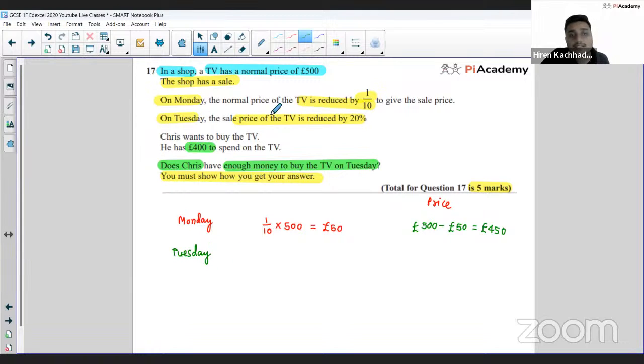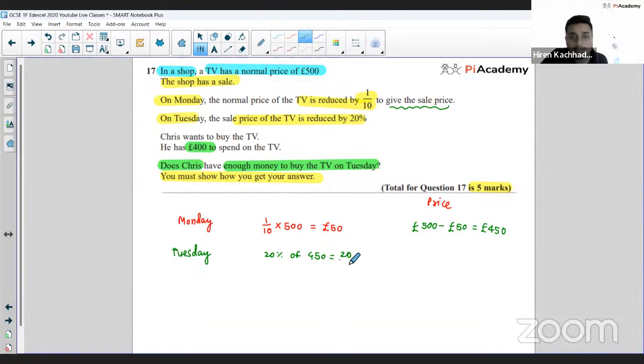So on Tuesday, the sale price of the TV is reduced by 20%. Read the question carefully. Whatever price on Monday, you have to consider as the sale price, and from that price it is reduced by 20%. So let's find 20% of 450. This we need to figure out.